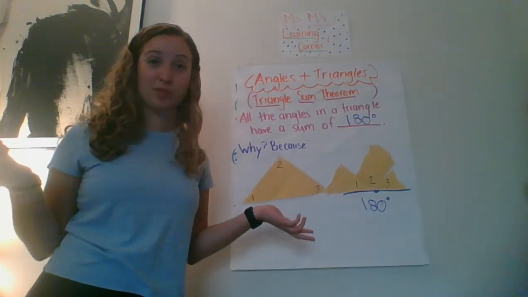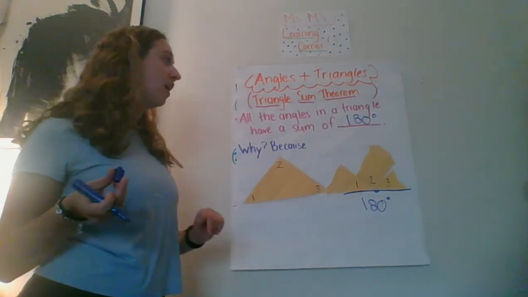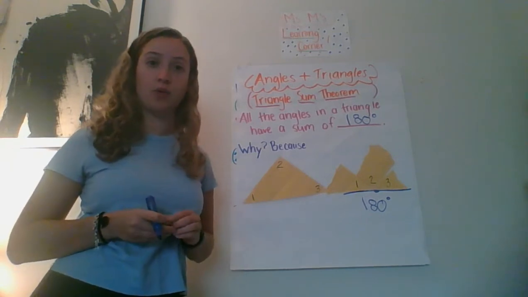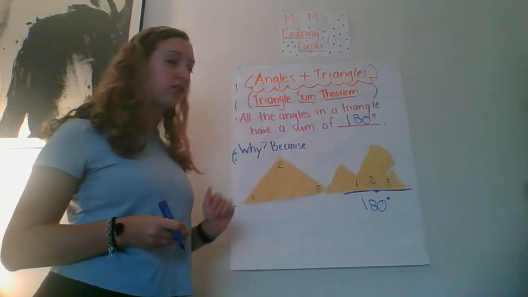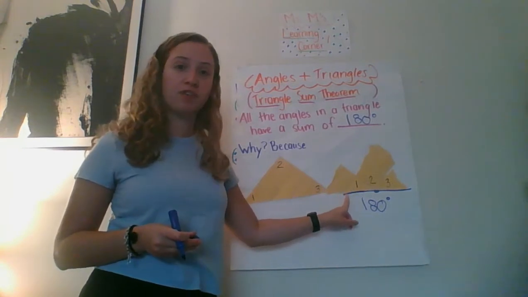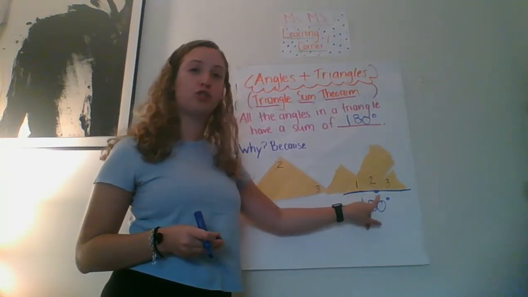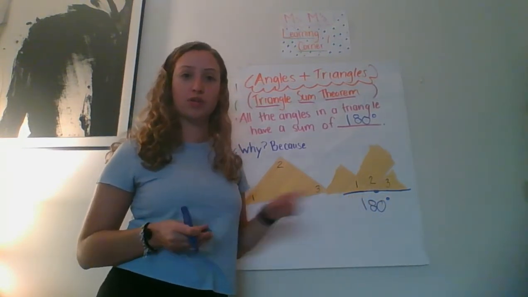So that is a brief overview of why all angles in a triangle have a sum of 180 degrees. Because if we cut the angles up, we would always be able to fit them like puzzle pieces into that straight angle, which equals 180 degrees.